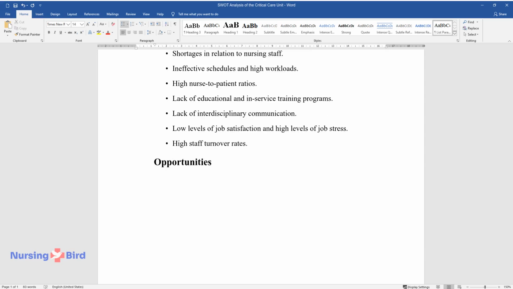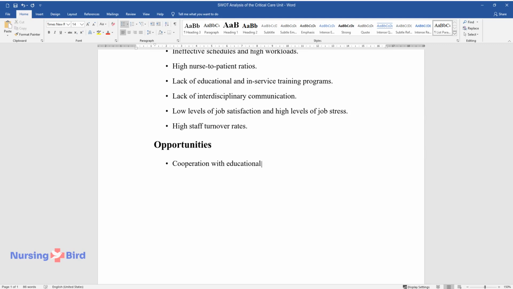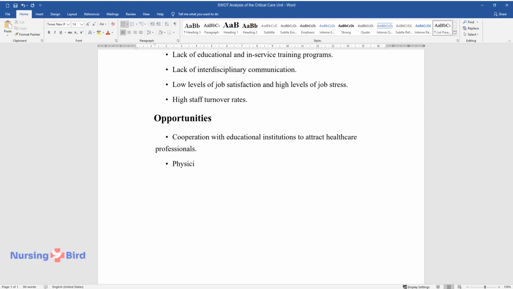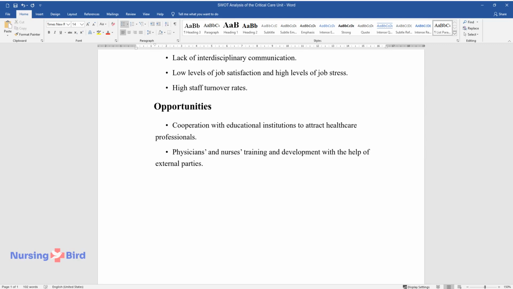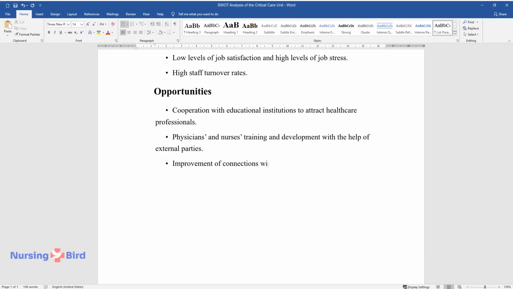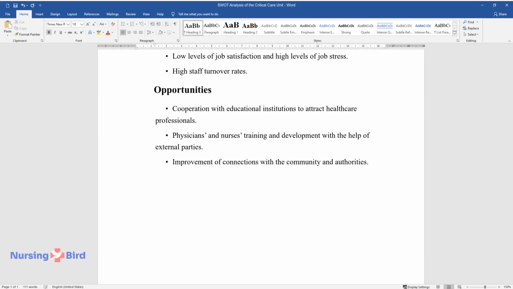Opportunities. Cooperation with educational institutions to attract healthcare professionals. Physicians and nurses training and development with the help of external parties. Improvement of connections with the community and authorities.